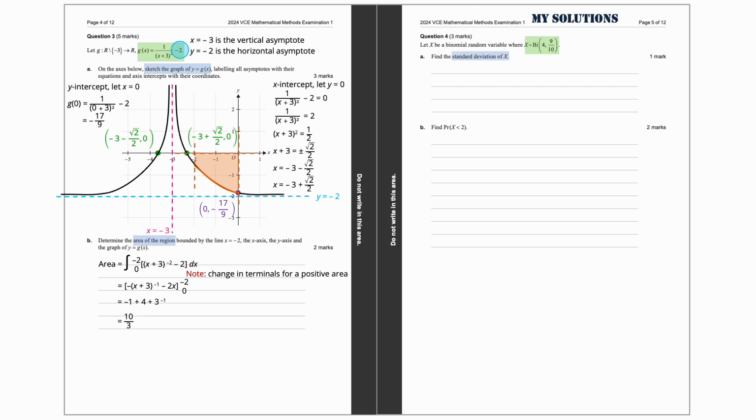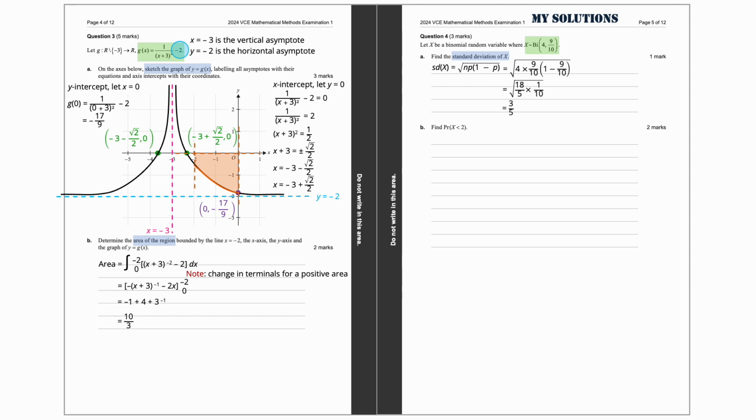The standard deviation of x can be calculated using the formula square root of np bracket 1 minus p. We substitute the values we know and we end up with 3 over 5.